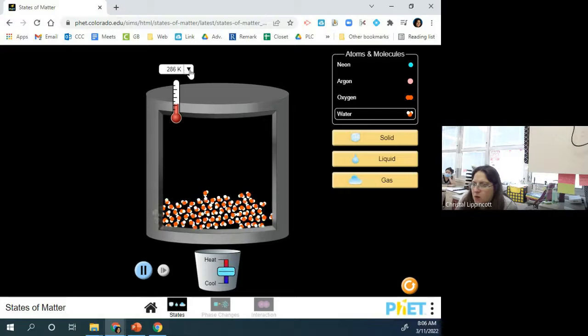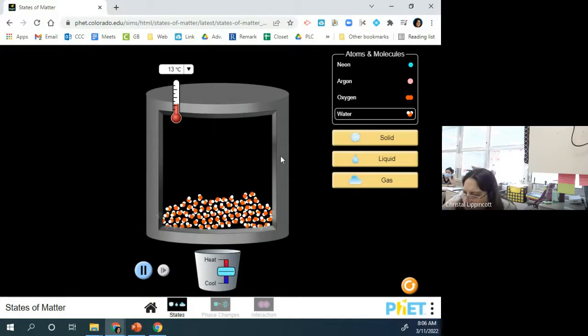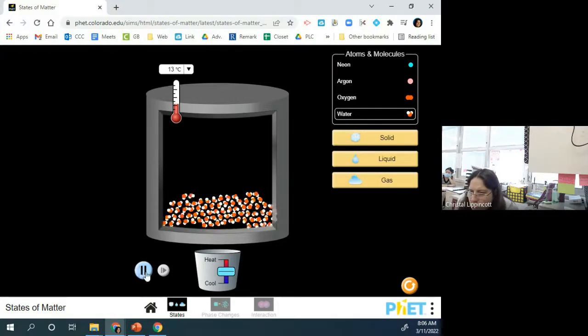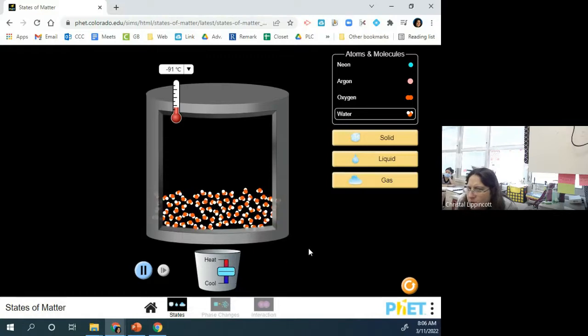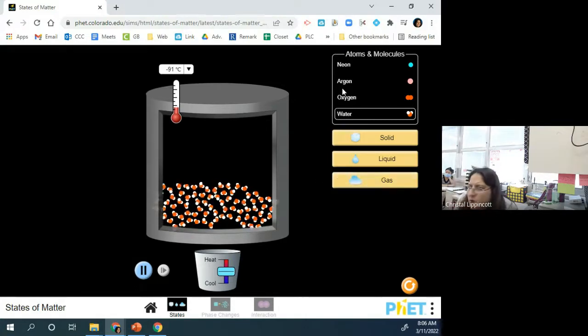Okay, water, we're going to go down to 13 Kelvin, maybe. So 13 Kelvin. That should be really, really cold. It's 13 Celsius. Oh, Celsius. Yes, you're right. Thank you. Why is it not going into a solid form? Maybe it is in the solid form for the water.